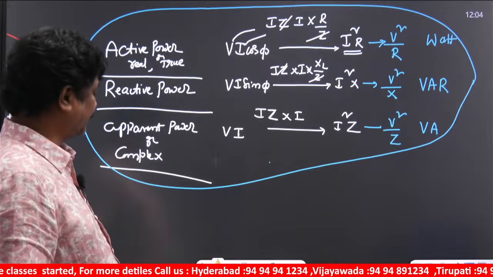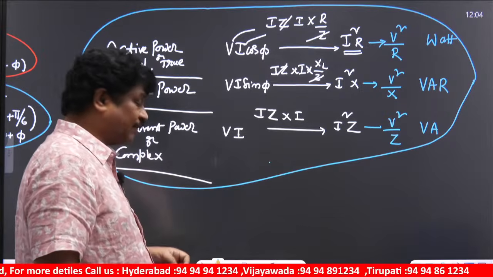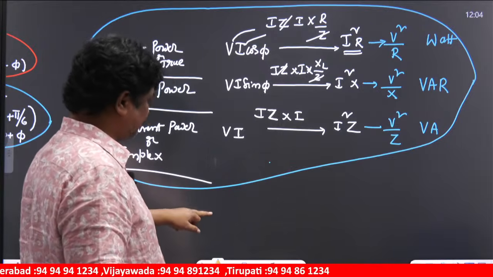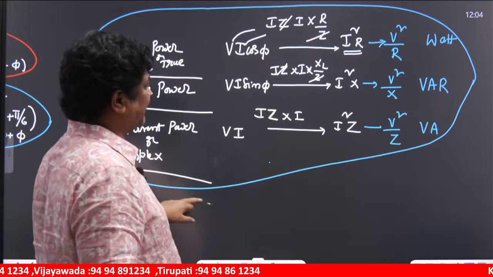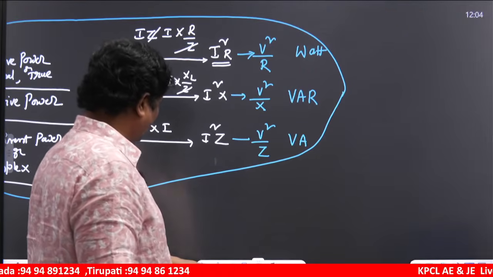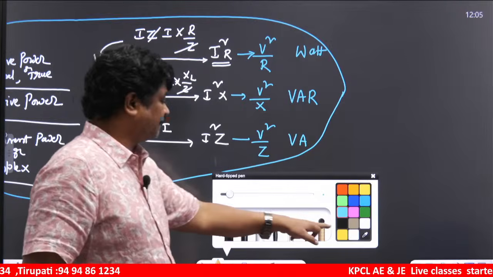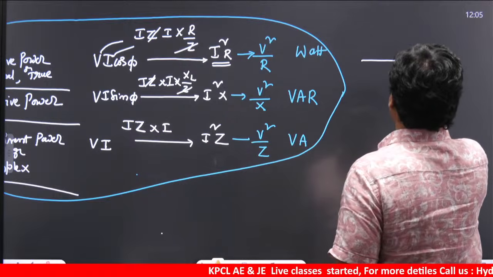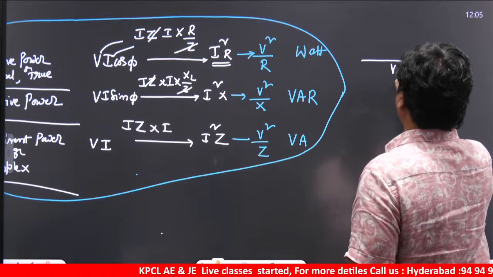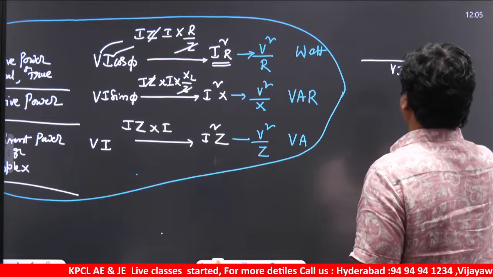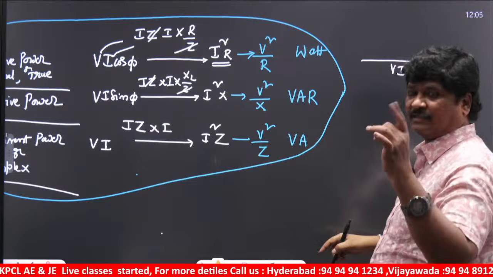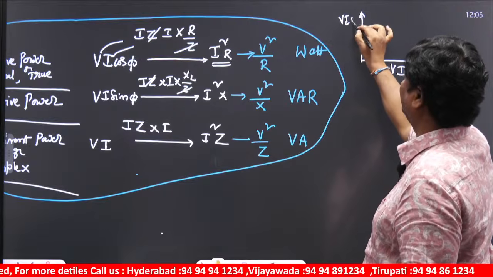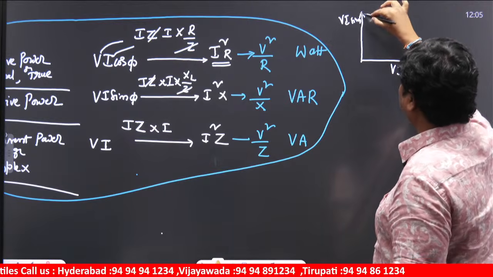Now, if you come to the power diagram, we have active power here. Active power is always written on the x-axis. This is VI cos phi. Reactive power is on the sine axis. It is VI sin phi. And the resultant is VI.